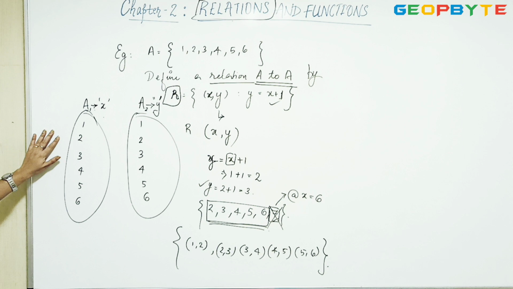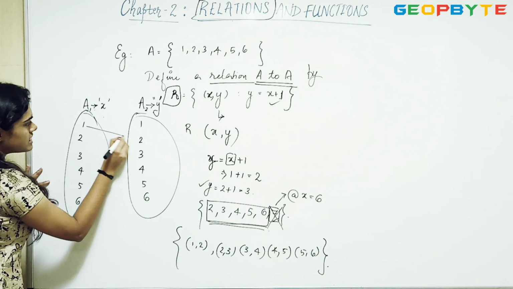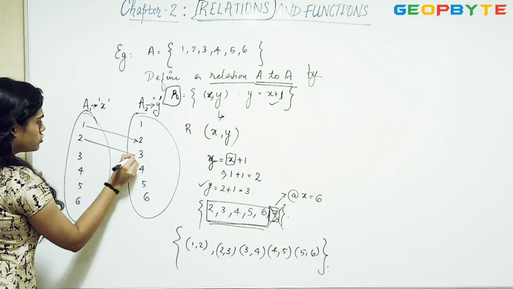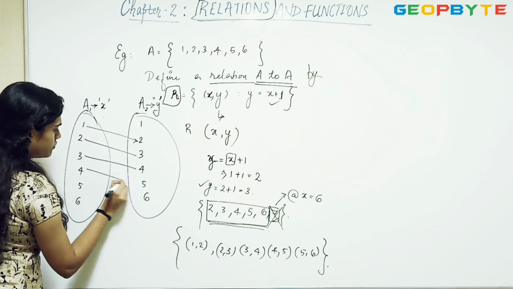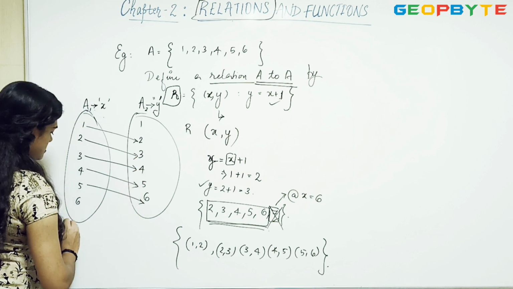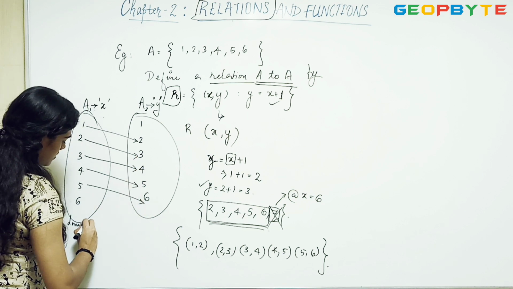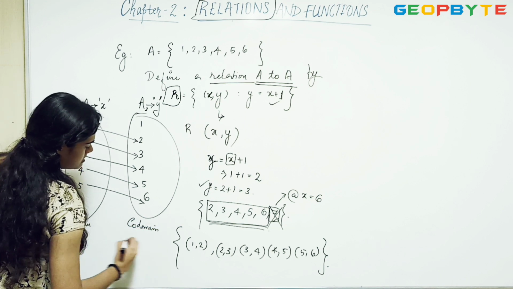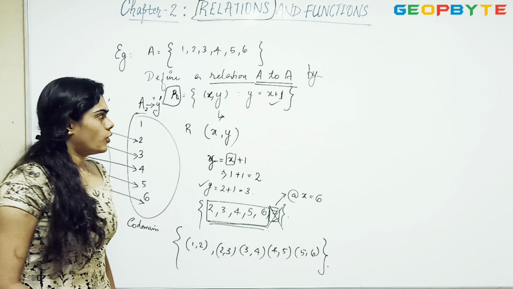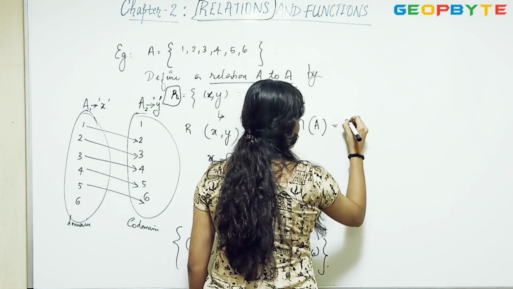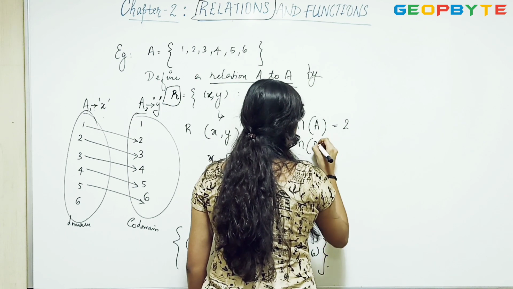So how do we match it here? For 1, what is the relation it has with the set A2? That is 2, 2 to 3, 3 to 4, 4 to 5, 5 to 6. This is my domain and this is my codomain. These are the range.